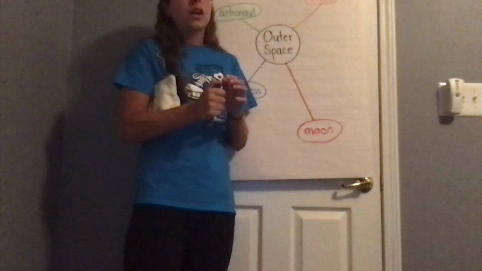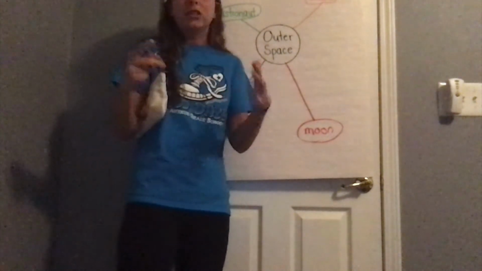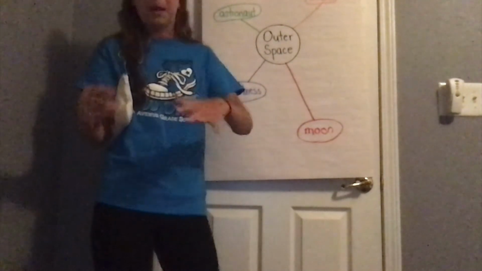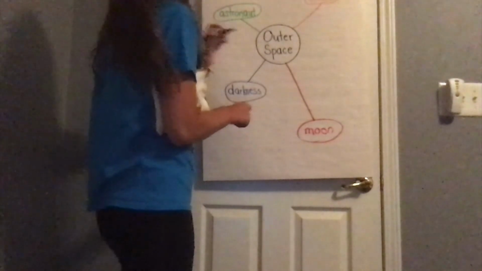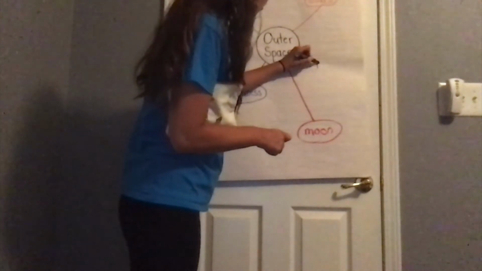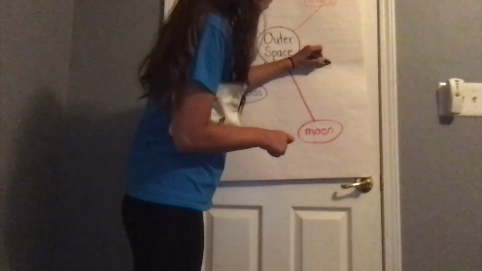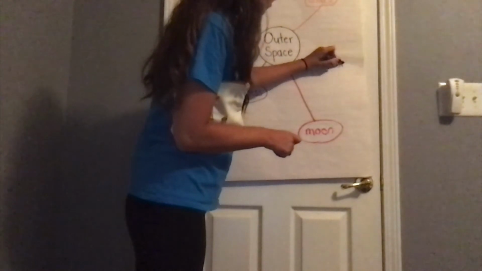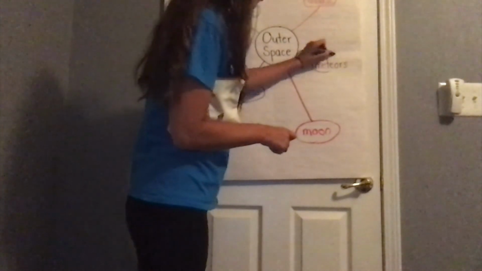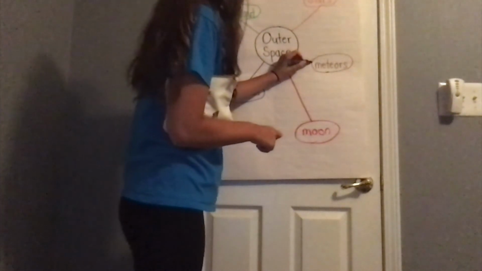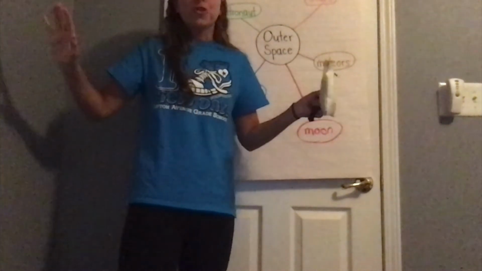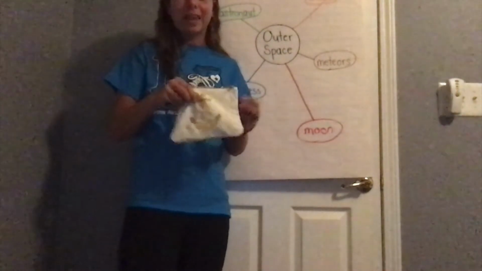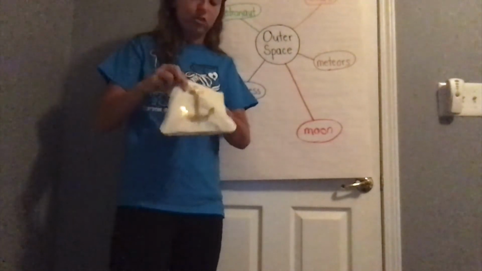Something else I think of when I think of outer space are meteors. They're like big rocks that float in outer space. So I'm going to write meteor. And hopefully we have a chance to talk about meteors. They're so very interesting. And something else I think of is gravity. And this is something that we're actually going to see on our field trip today, is gravity.